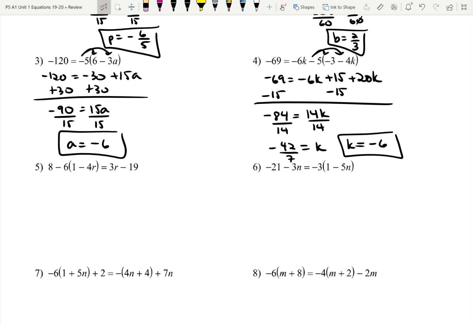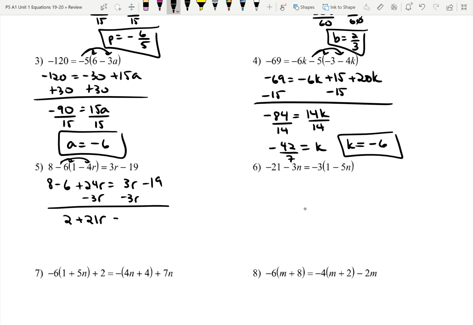In number 5, we need to start by distributing that negative 6. So 8 minus 6 plus 24r is equal to 3r minus 19. I would choose to subtract 3r from both sides to keep the r's positive, and I would combine like terms with the 8 and the 6, 8 minus 6. So 2 plus 21r is equal to negative 19. Subtracting 2 from each side, 21r is equal to negative 21. Dividing both sides by 21, r is equal to negative 1.